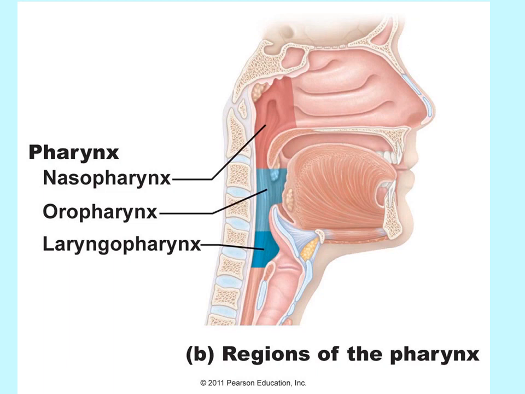The pharynx is divided, as I said, into 3 parts. The uppermost superior portion is the nasal pharynx, right behind the nasal cavity. And then behind the oral cavity is the oropharynx. And then below that, most inferior, is the laryngeal pharynx.